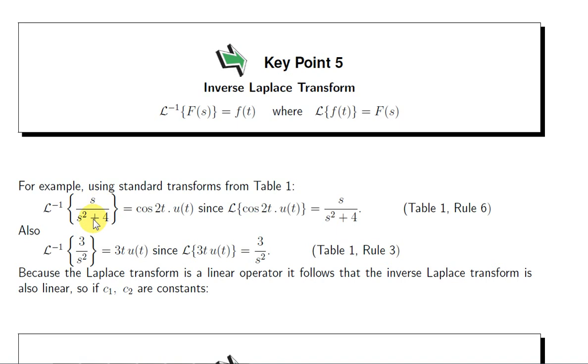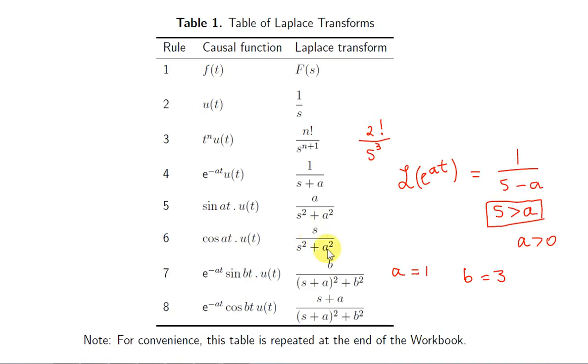Well, we go to the table of transforms and look at the right hand side for a function of the form s over s squared plus a constant. And here it is here. The constant in our case is actually 4, so a squared is equal to 4, which means that a is the square root of 4, which is 2. So this a is 2. So we see the answer is cos 2t times u of t.